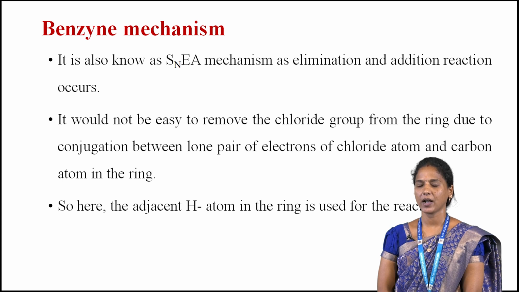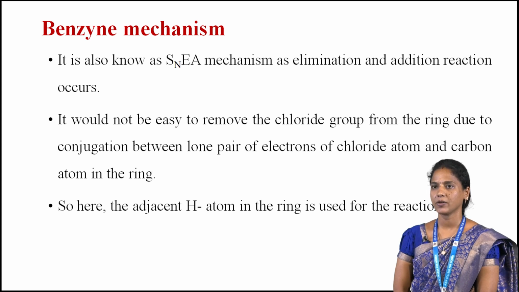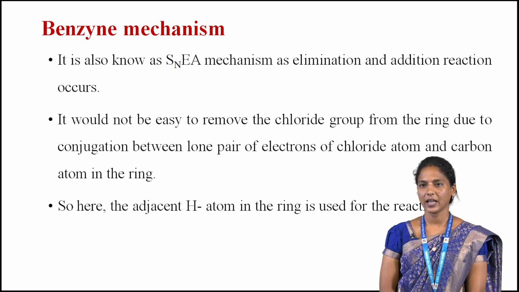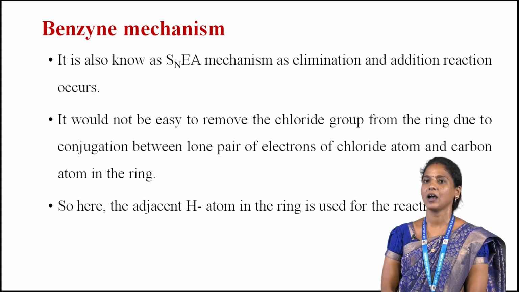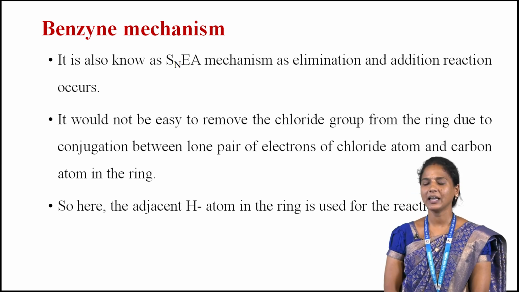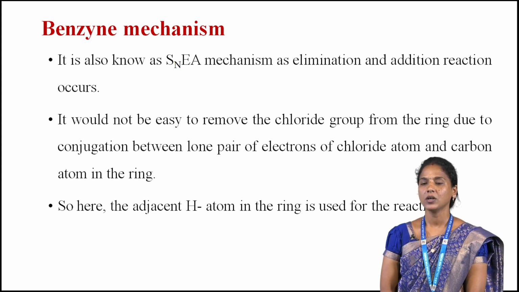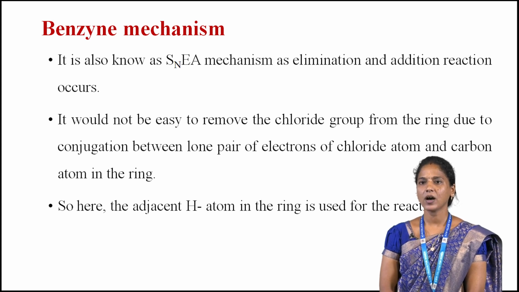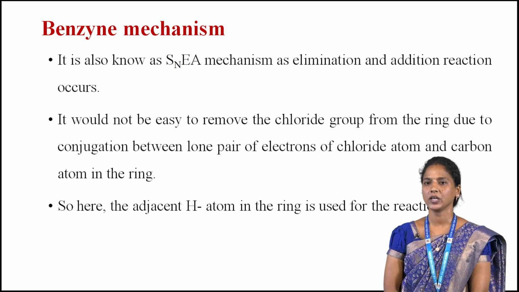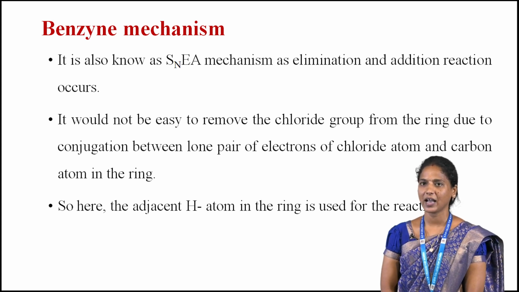Next, we are going to look at the benzyne mechanism. It is also known as the SNEA mechanism, as elimination and addition reactions occur. It would not be easy to remove the chloride group from the ring due to conjugation between the lone pair of electrons of the chlorine atom and the carbon atom in the ring. It was possible in the SNAr mechanism due to the presence of a strong electron withdrawing group. So here the adjacent hydrogen atom in the ring is used for the reaction.